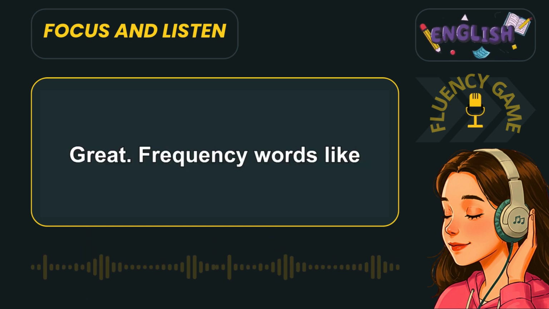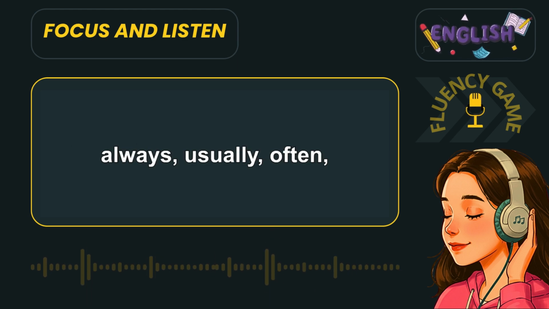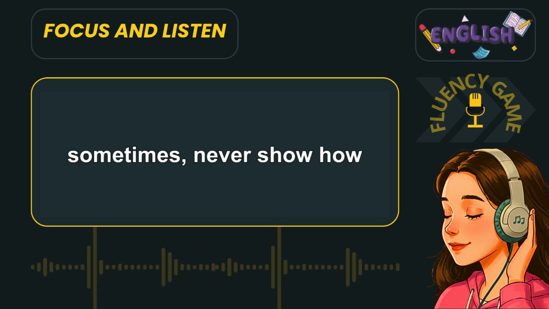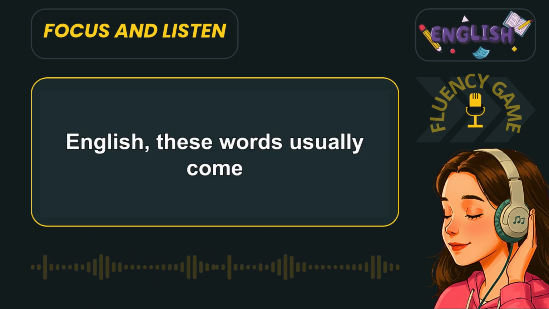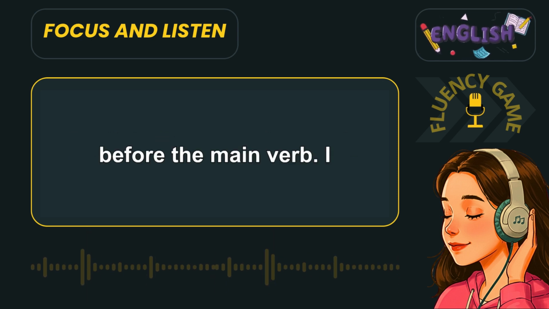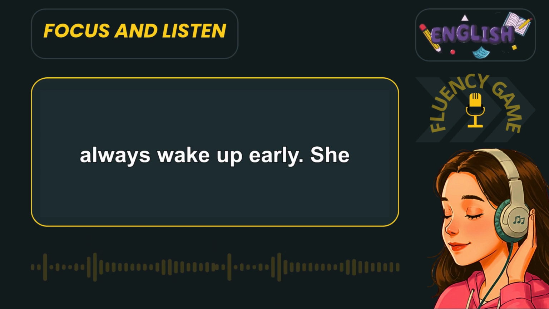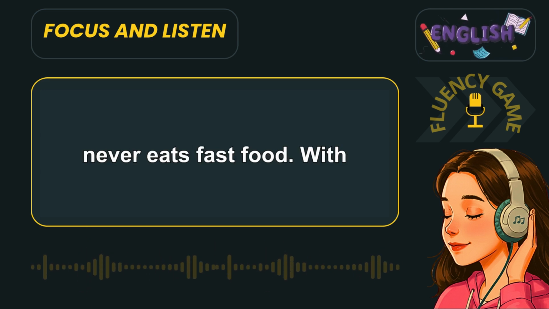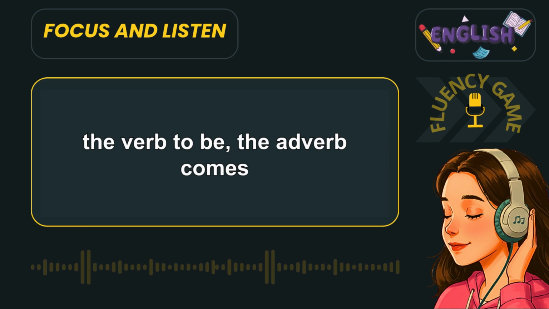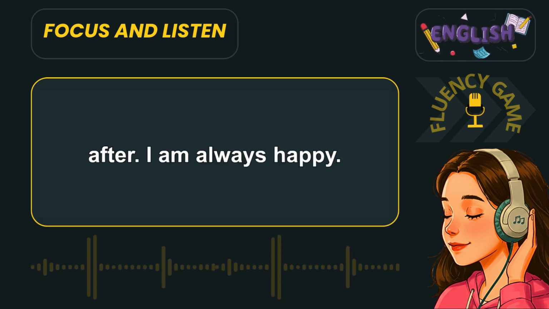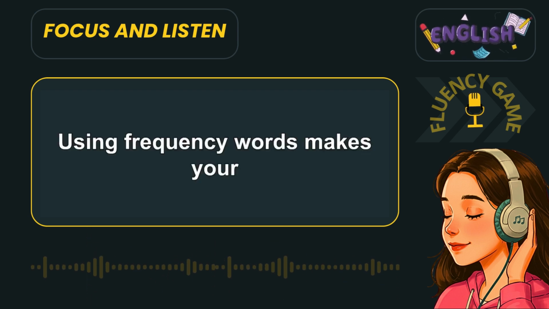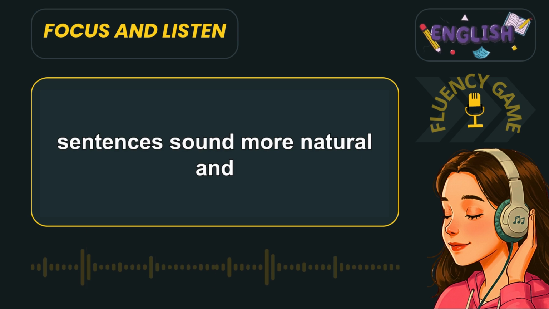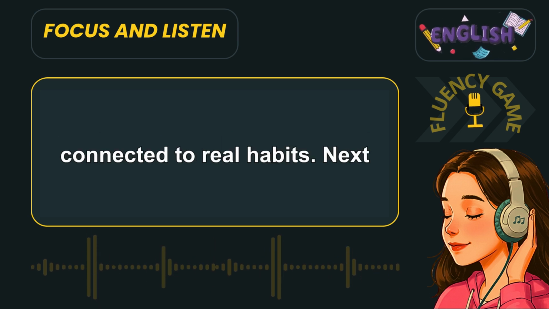Great! Frequency words like always, usually, often, sometimes, never show how often an action happens. In English, these words usually come before the main verb. I always wake up early. She never eats fast food. With the verb to be, the adverb comes after. I am always happy. He is sometimes late. Using frequency words makes your sentences sound more natural and connected to real habits.